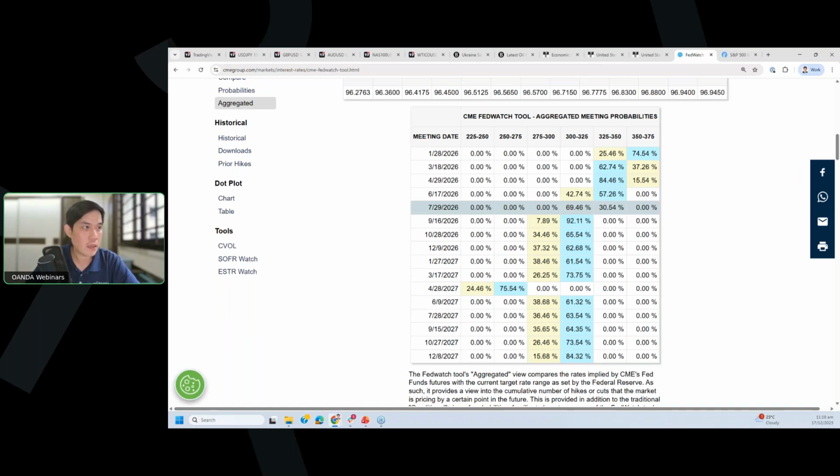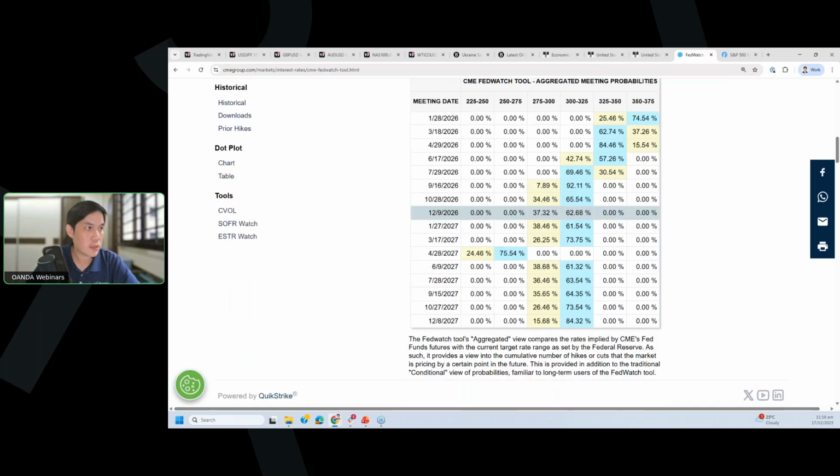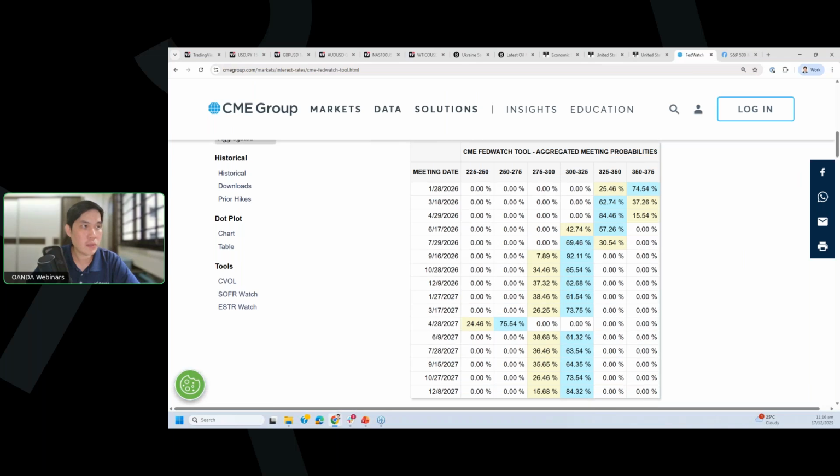Then thereafter, the market is expecting the Fed to hold. So by the end of 2026, on the 9th of December 2026 meeting, market participants are expecting the Fed to have higher odds for the rate to be at 3% to 3.25%. So that actually indicates at least 2 interest rate cuts for 2026 of 25 basis points each.